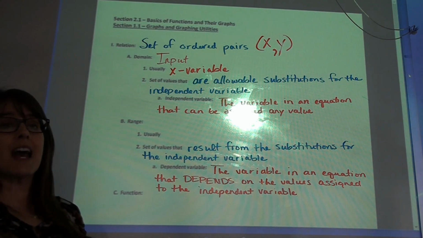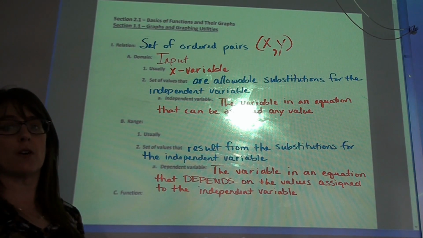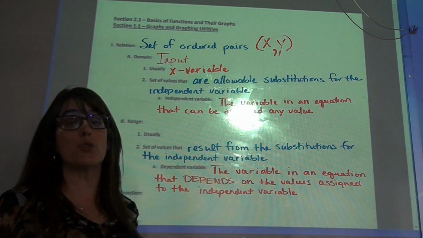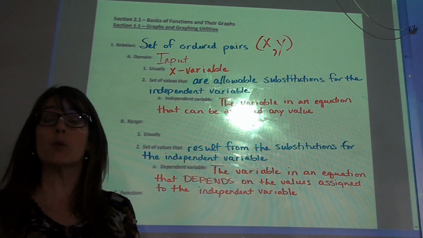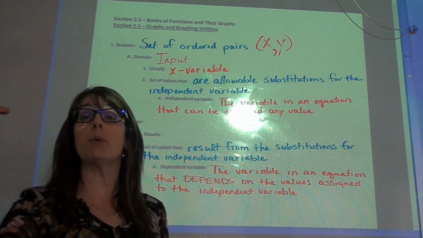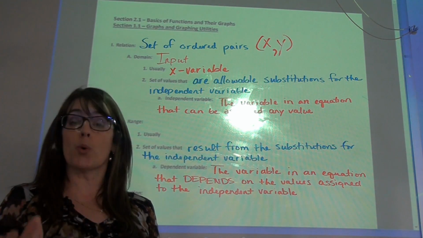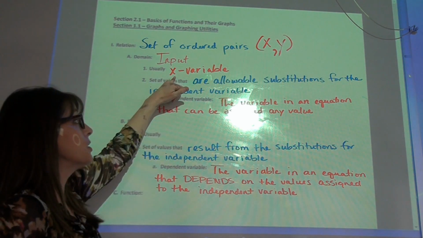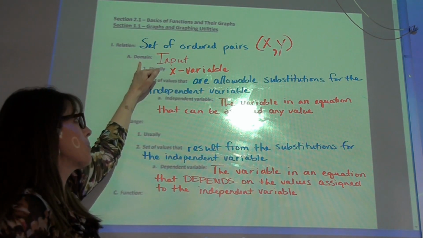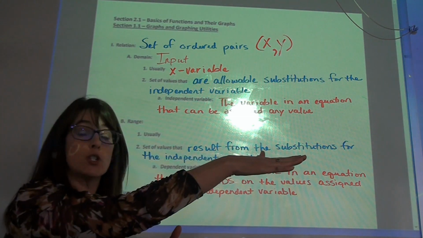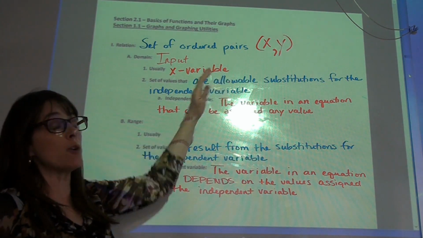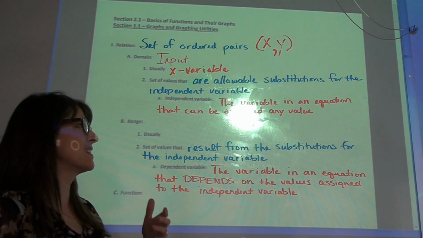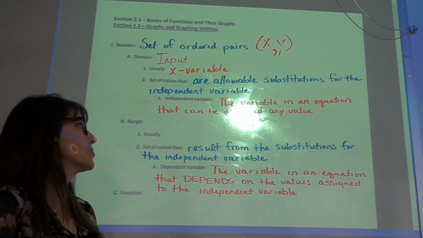Now, the good, exact, mathematical definition of a domain is that it's the set of values that are allowable substitutions for the independent variable. In other words, it's the numbers that you can put into your relation, into your equation. And that's why, like I said, typically we put into the x variable, and that's why your domain is considered your input. It's what you're putting into it, and what is allowed to be put into it. Now, we'll look at that a little bit later, so it'll make more sense. But the idea of what's allowed and what's not allowed to go into it.